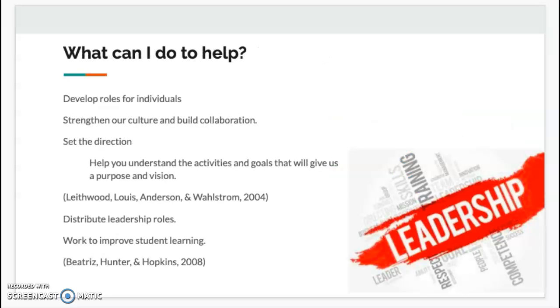What can I do to help? Develop roles for individuals, strengthen our culture, and build collaboration. Set the direction, help you understand the activities and goals that give us a purpose and vision. Distribute leadership roles and work to improve student learning.